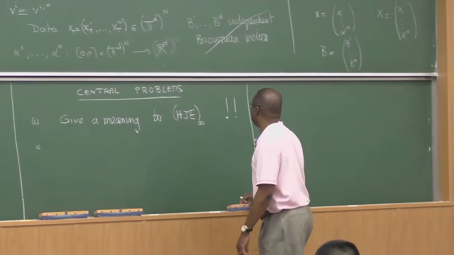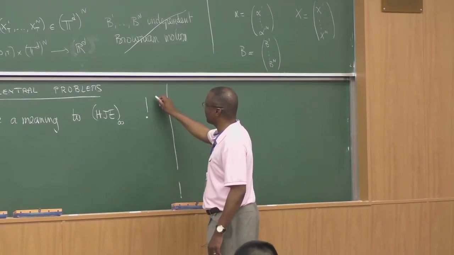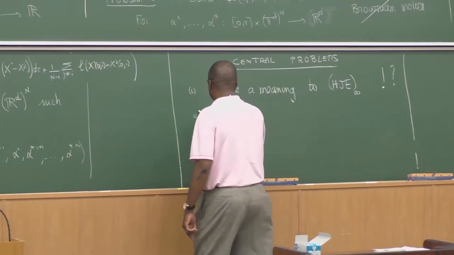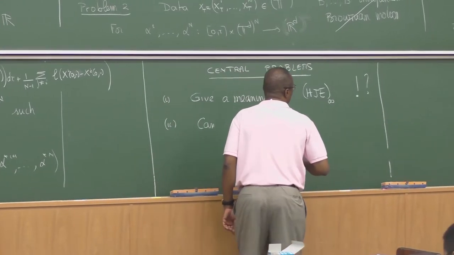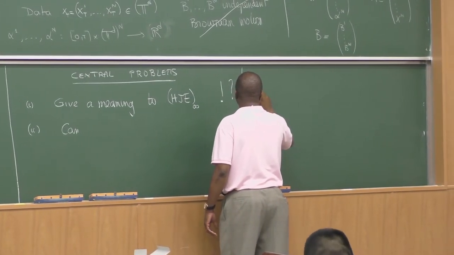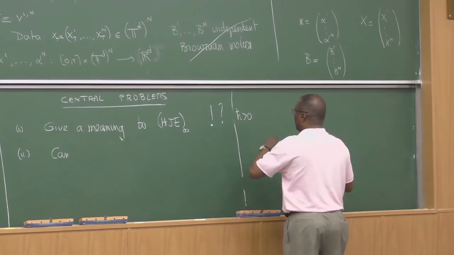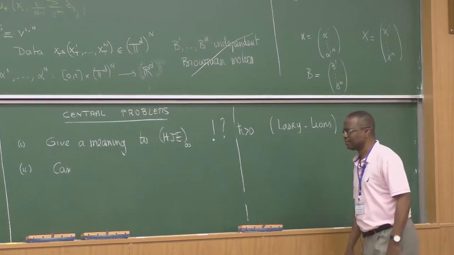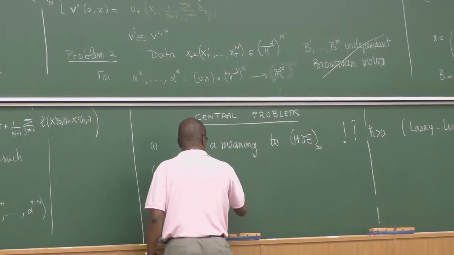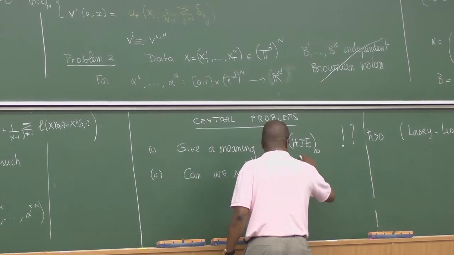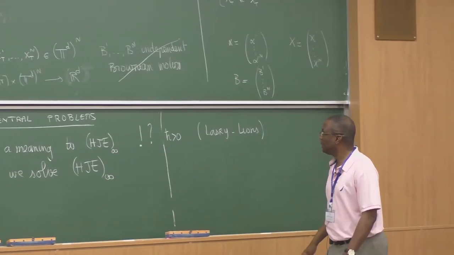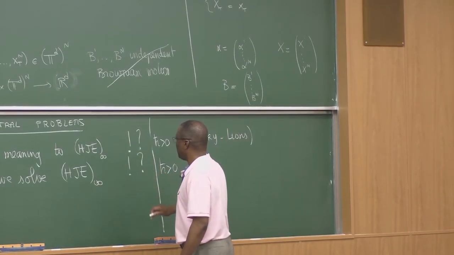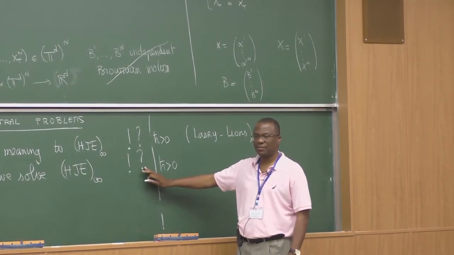No, I am going to go back. I will say we know how to do that in certain cases. So this is when h bar is greater than 0. And this is due to Lasry and Lions. Can we solve the Hamilton-Jacobi equation, which I haven't written what it is, when h bar is greater than 0? It means that under some condition, we can solve it, but in general, it remains an open problem.